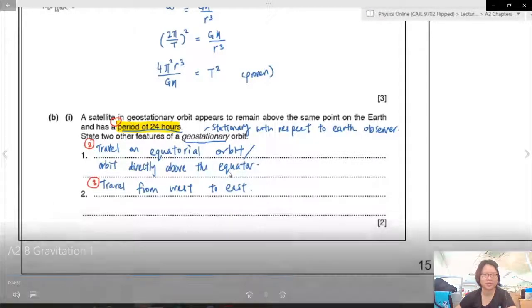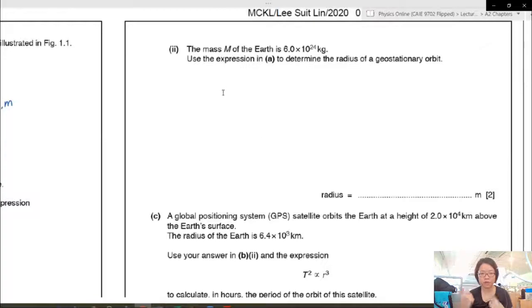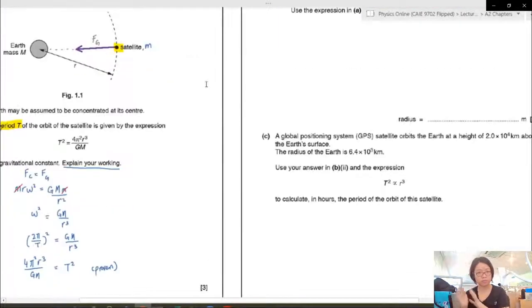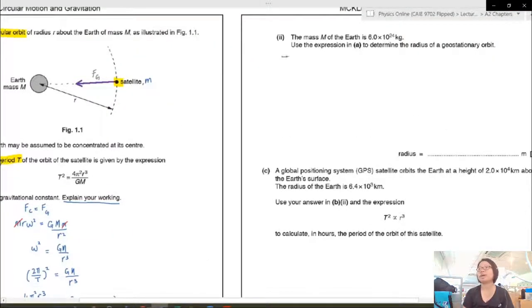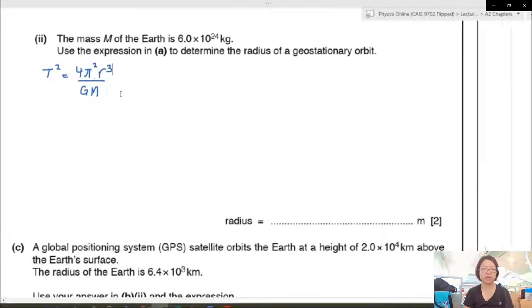We shall continue now. All right, so the next part, even if you cannot prove the equation in front, you can still use it here, so please use it here. You are given the mass of the Earth. Use the expression to determine the radius of a geostationary orbit. So just substitute. But when you substitute, you have to be very careful, okay?